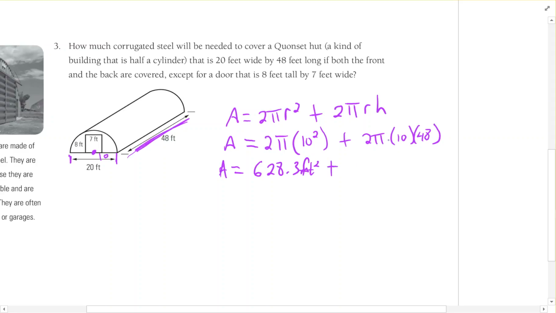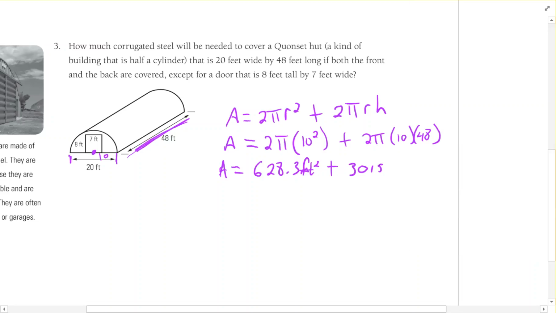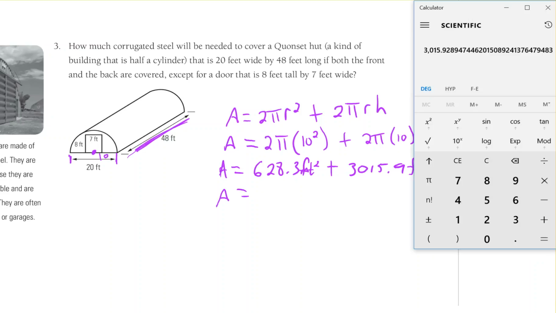And then plus, this part would be 2 times pi times 10 times 48. So that's 3,015.9 feet squared. Okay, and if I added those two together, I'm just going to keep my number that I had in there already and then just go plus the 628.3. So that's 3,644.2.